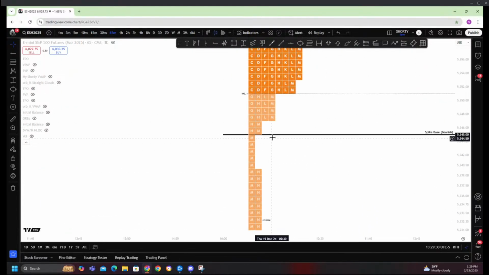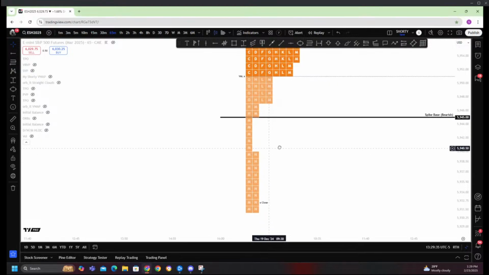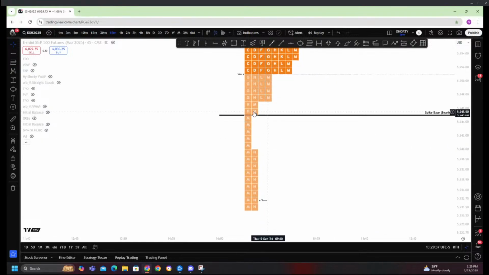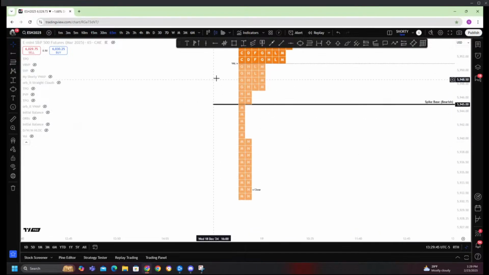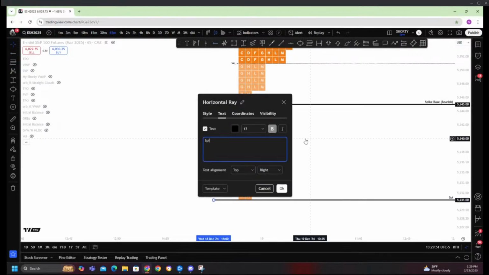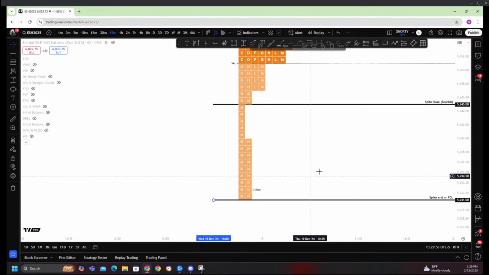Does that make sense? Your lowest period here was H, and then M period went below that. On the bear side, you mark the base wherever the previous period's lowest point was, and you put the line there, and that would be your spike base bearish. And then on the end, you can call it two things. You can call it spike end or PDL, right? Previous day low in this case.